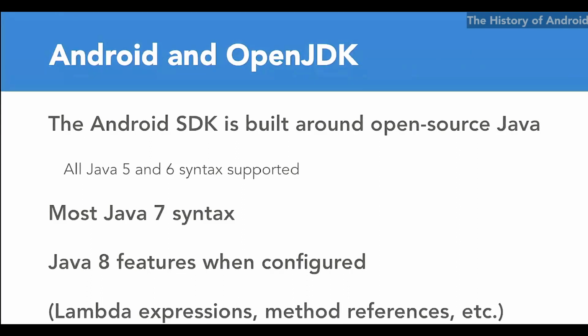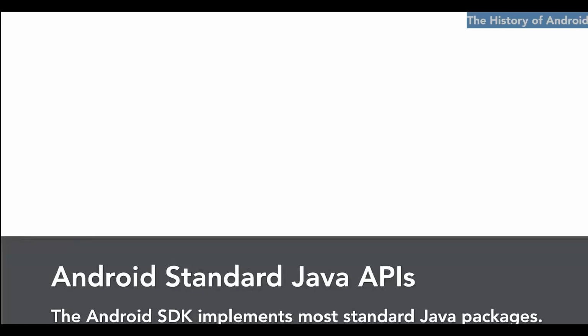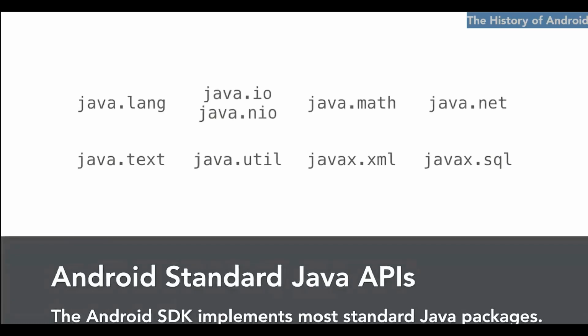But when you work with Kotlin, as I'll be doing throughout this series, you don't have to worry about any of that. All Kotlin syntax is supported in Android, and then it simply becomes a question of which APIs and libraries are available when you're working in Android. The Android SDK includes implementations of many standard Java APIs. These typically start with java. and include things like java.lang and java.text and java.util.